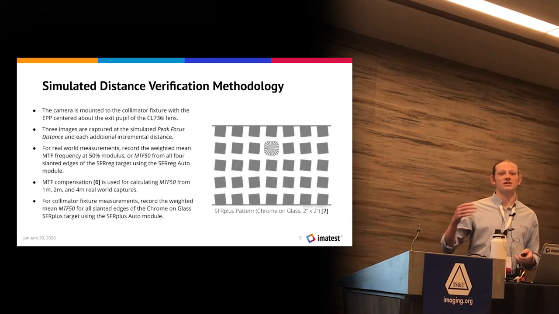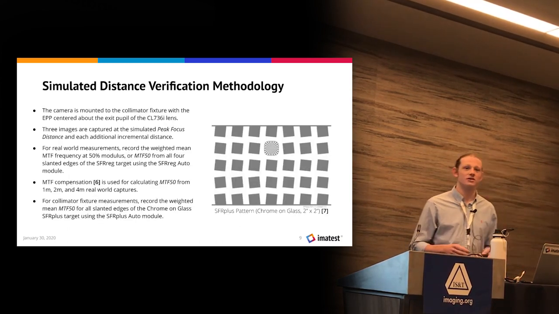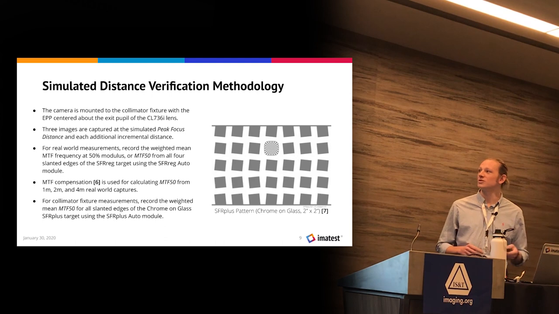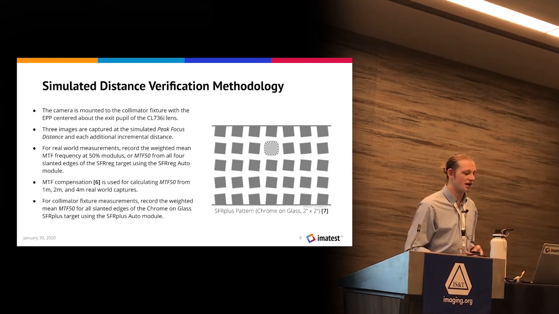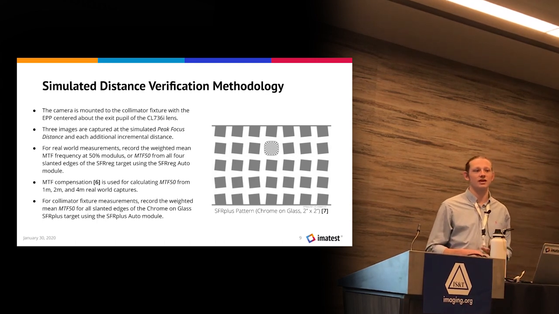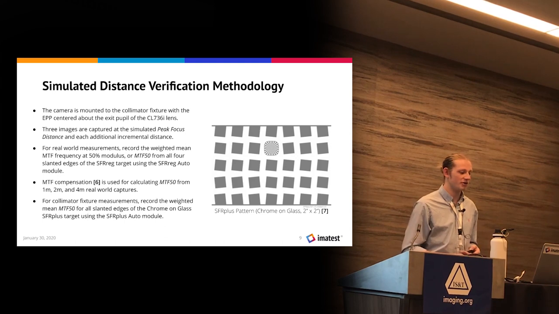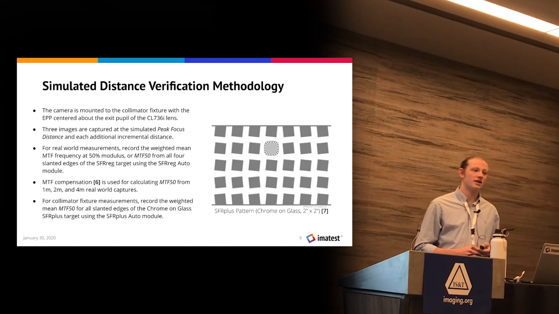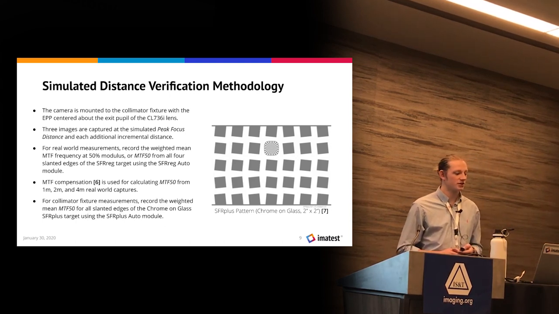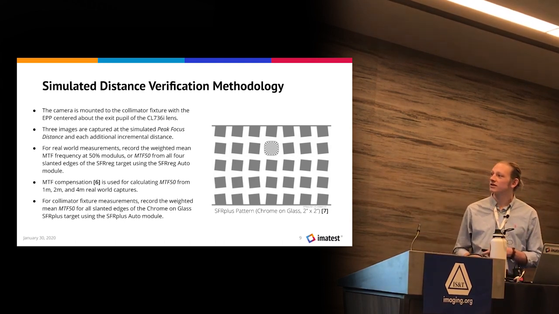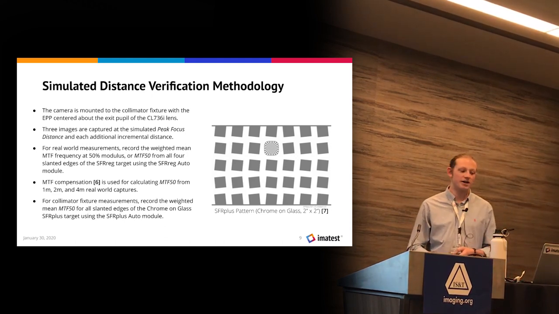Before changing the focus to the next nominal focus distance, we mount the camera to the collimator fixture and we center the EPP, or entrance pupil position, throughout the 736 I lens. We take three images at the simulated peak focus distance as well as each of the incremental distances that we calculated before. For real world measurements, we record the weighted mean MTF at 50% modulus, or MTF 50, from all four slanted edges of the SFR reg target. That's these four edges here. And we use Imatest software to calculate that.